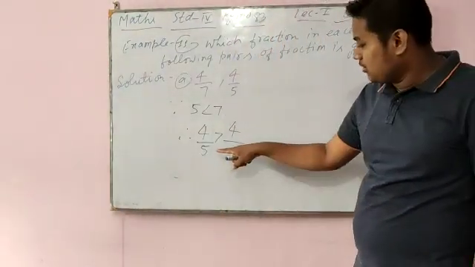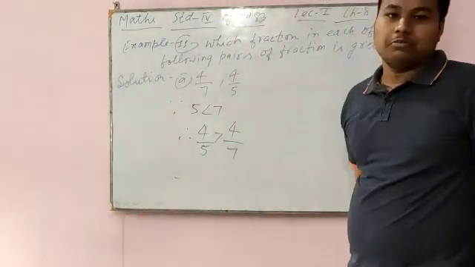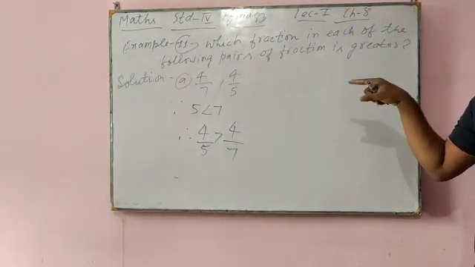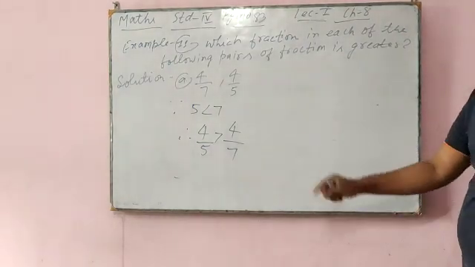In this, the one with the smaller denominator, that number is bigger. But when the denominator is same, whichever numerator is greater, that number is bigger. But in this, it is different.